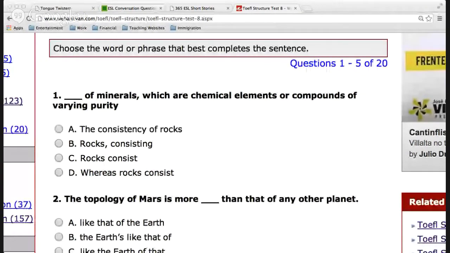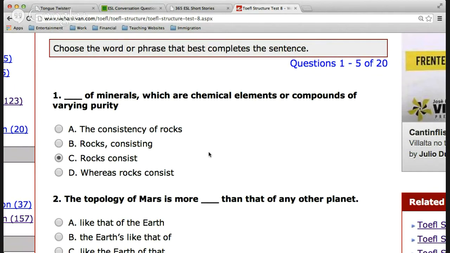Rocks consist of minerals, which are chemical elements or compounds of varying purity. Okay, so you're thinking of option C. Rocks consist, right? So yes, letter C. All right. What do you guys think in class? Rocks consist? Yes. Yes. Okay. Yes. 2. And I think we're only going to go with 2 because we only have 4 people in class today. So, yes, rocks consist is correct.